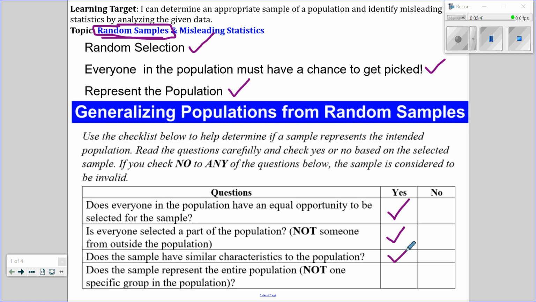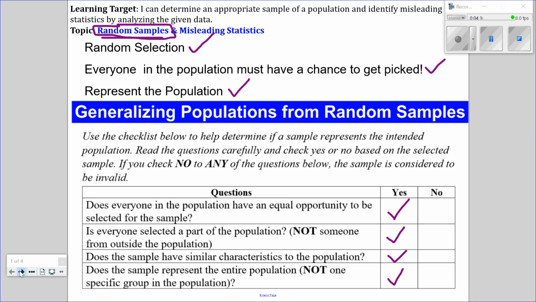Finally, does the sample represent the entire population, not one specific group? It's a similar question to the previous one. Does your sample include the boys, the girls, the same races? We want to make sure you did not target one specific group, and that everybody who's in the whole population is also in your sample.